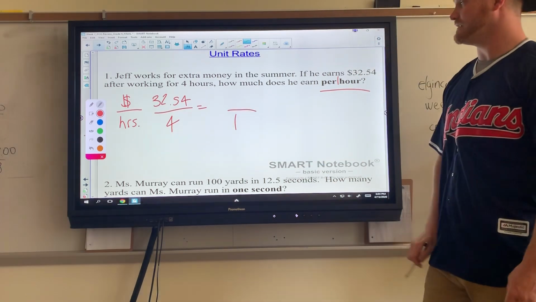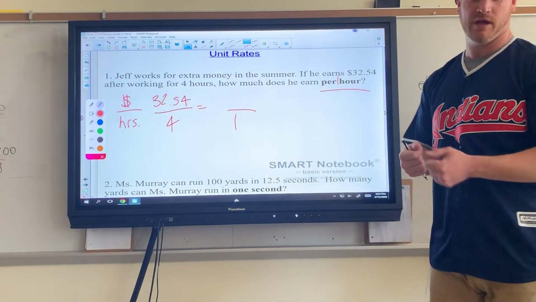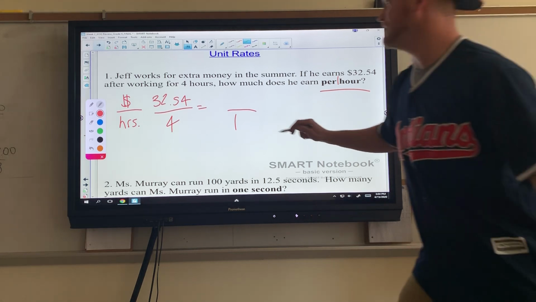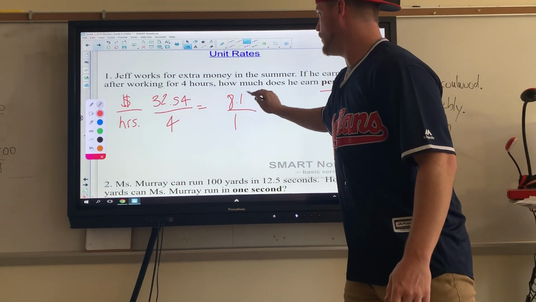So we gotta get down to 1, and when you divide out 32.54, let's see if I did this right, 32.54 divided by 4, it gives you 8.135.